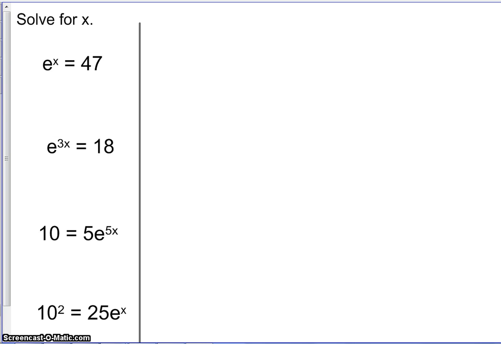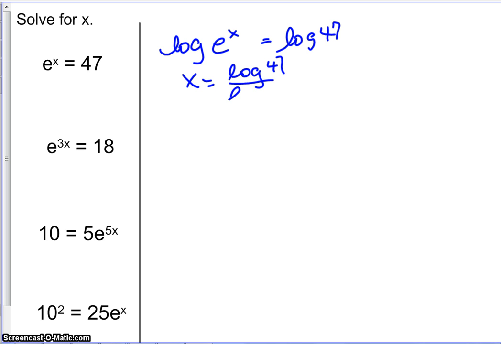All right, so then we have all these different things that we're solving for. First of all, when we're solving for x, usually what we do is we take the natural log of both sides, or the log of both sides. So if we had the log of e to the x equals the log of 47, then we'd have the x come out in front, and x would equal the log of 47 over the log of e. Well, the log base e of e, and these are the log base 10s that we're talking about.